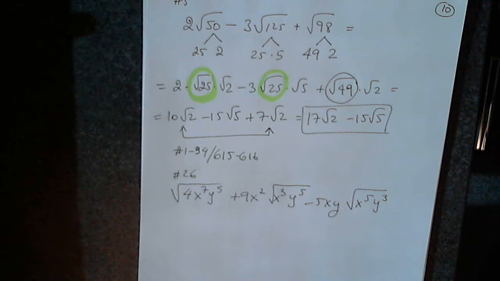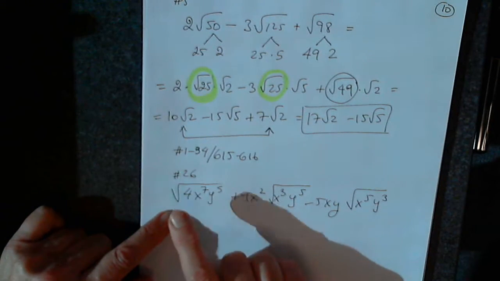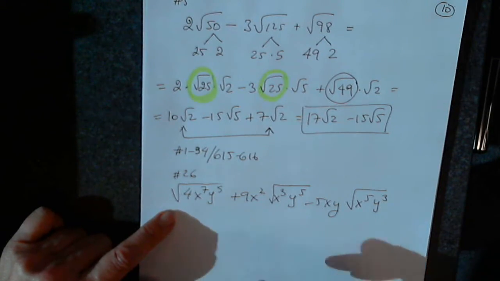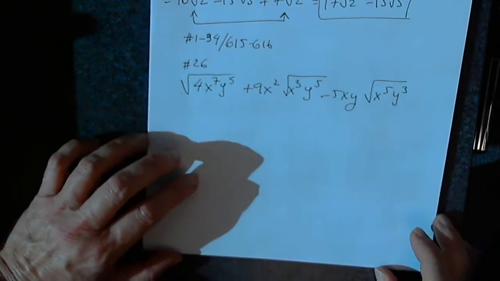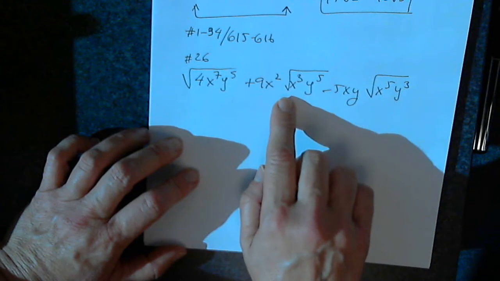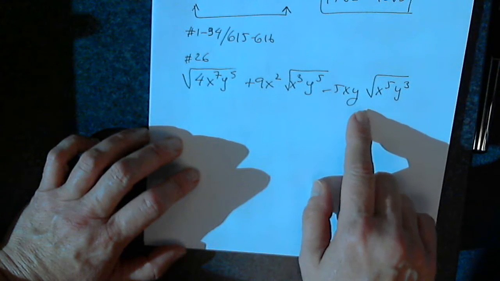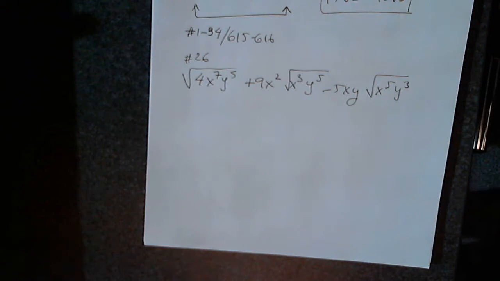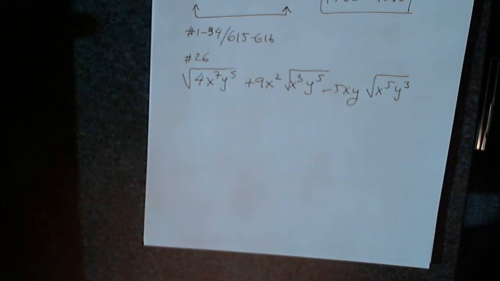Because if I ask you, are these like radicals? You should say, I have no clue. Give me time. I need to simplify each radical. And after I simplify each radical, I'll tell you whether they are like radicals or not. So the square root of 4, x to the 7th, y to the 5th. Oh, sorry. Plus 9x squared, the square root of x cubed, y to the 5th, minus 5xy, the square root of x to the 5th, y to the 3rd. So we have to take each and every one of them separately, simplify them, and then we'll decide whether those are like radicals or not.